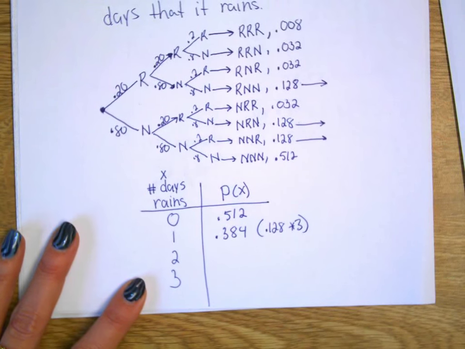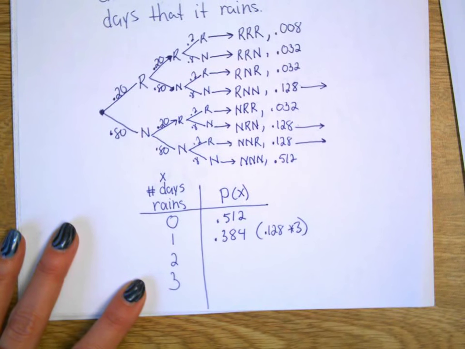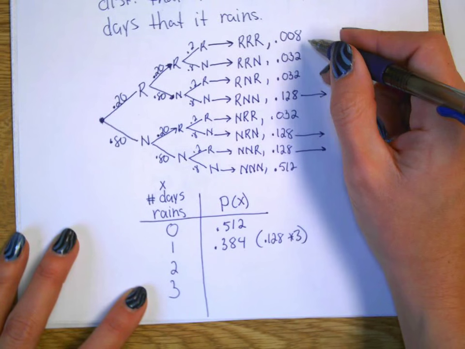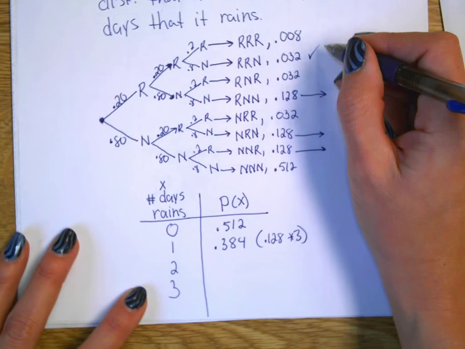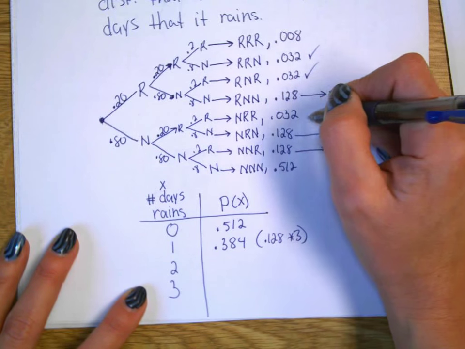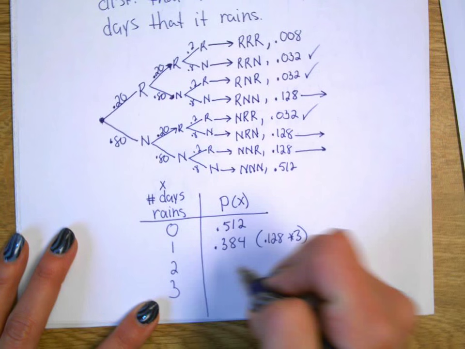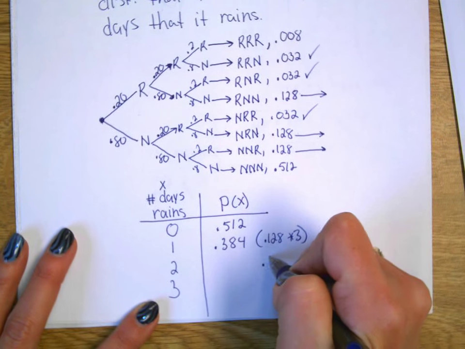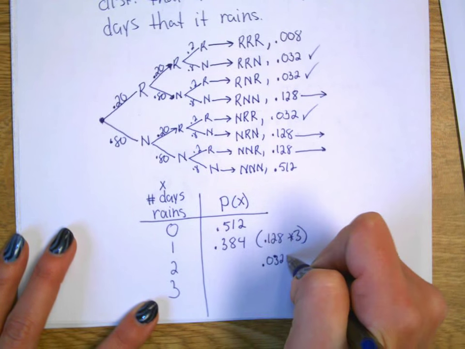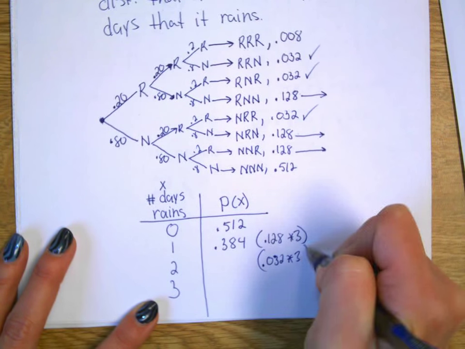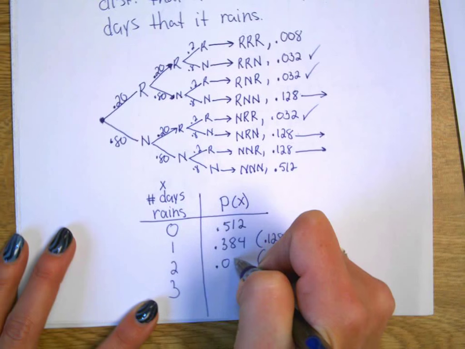How about 2 days of rain? Where are those at? 0.032. How many times did it rain just on 2 days? There, there, and there. So it's 0.032 multiplied by 3 of them. What does that come out to? 0.096.